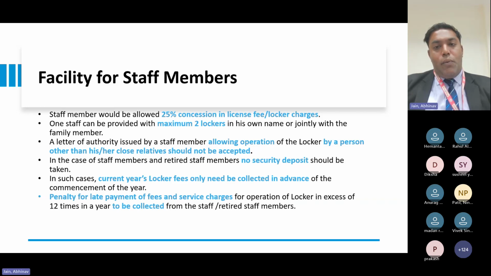Penalty for late payment of fee and service charges of operation of the locker in excess of 12 times the year is to be collected from staff or retired staff.